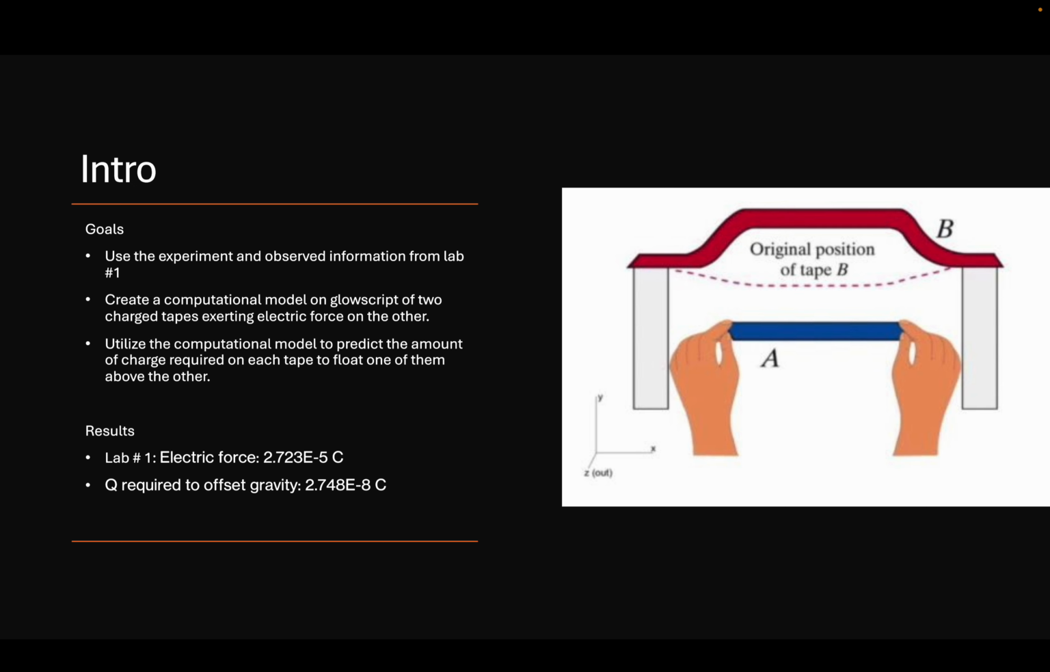The results from Lab 1 showed that the charge of a point charge for one piece of tape was 2.723 e to the negative 5 coulombs. And for Lab 2, we discovered that the charge required to offset gravity was 2.748 e to the negative 8 coulombs.